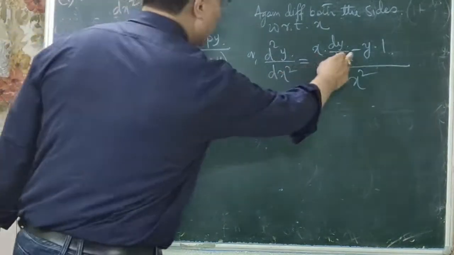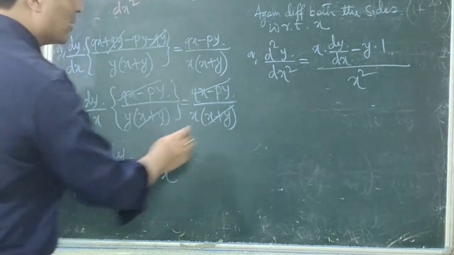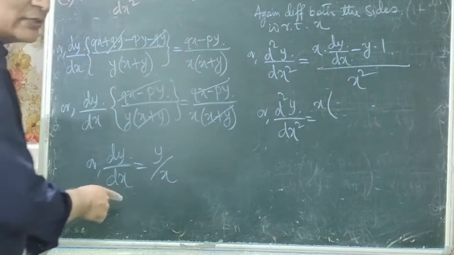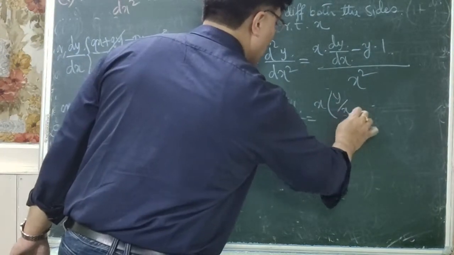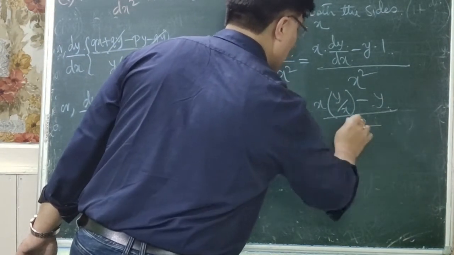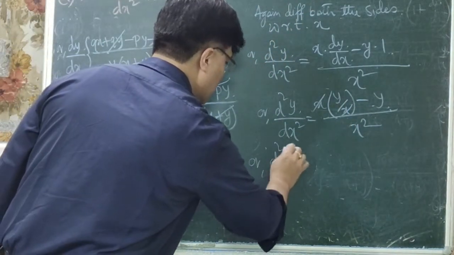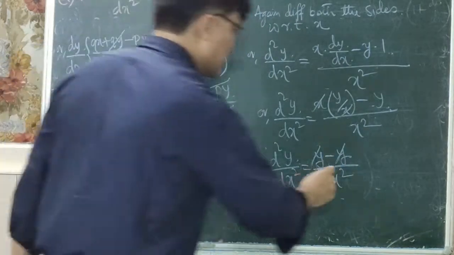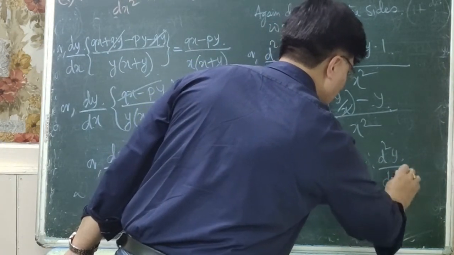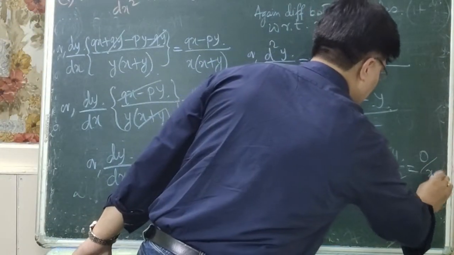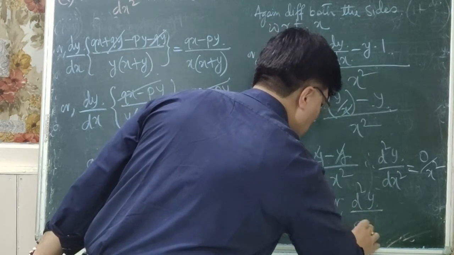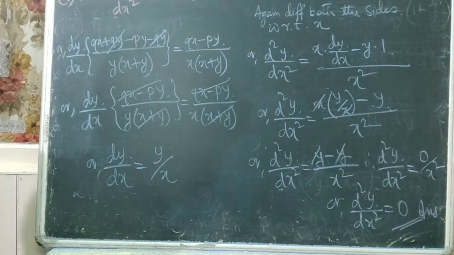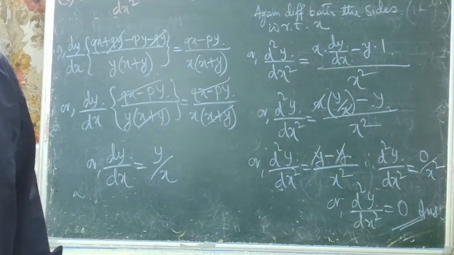Okay, now on the right hand side put the value for dy by dx from here. So what is the value for dy by dx? It is y by x, so d2y by dx square is equal to x into what is dy by dx here? It is y upon x, then write down minus y whole divided by x square. Here x gets cancelled, so d2y by dx square is equal to y minus y whole divided by x square. Here y gets cancelled, so therefore d2y by dx square is equal to 0 divided by x square. What is 0 divided by x square? That is d2y by dx square is equal to 0. So this is your final answer. So what is the value for d2y by dx square here? It is 0. Is that clear to all of you?